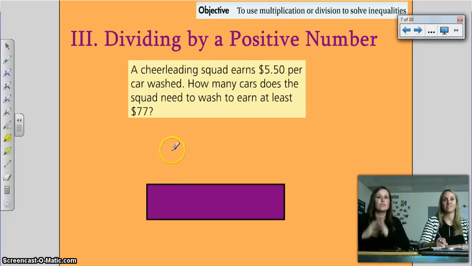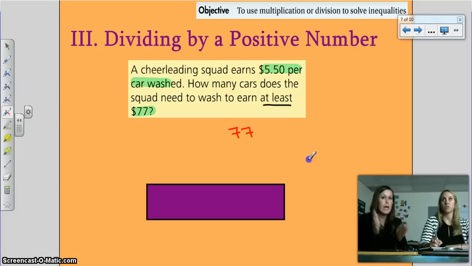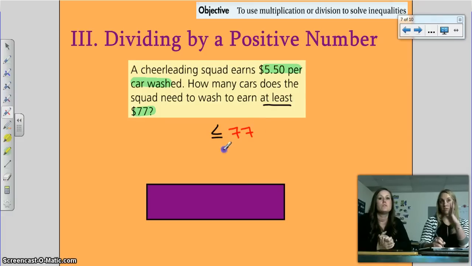A cheerleading squad earns $5.50 per car washed. How many cars does the squad need to wash to earn at least $77? So we need to have $77 or more from the cars that we're washing. We'd be happy with 77, but we also want it to be more than that. So if I do this, that's saying 77 is the biggest.